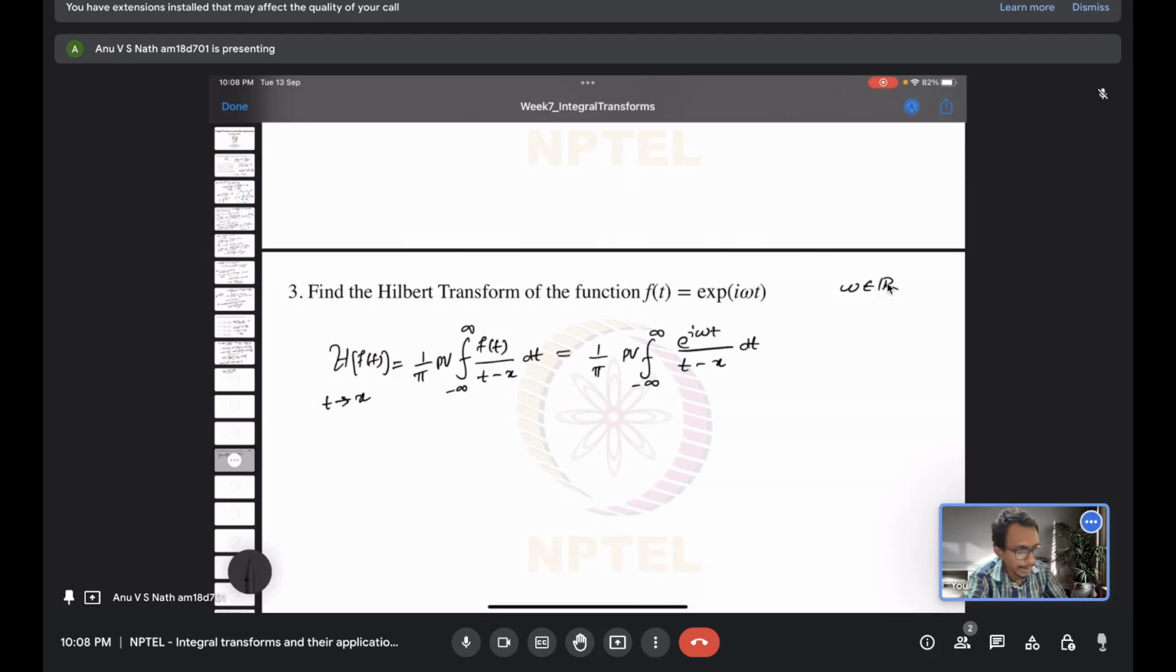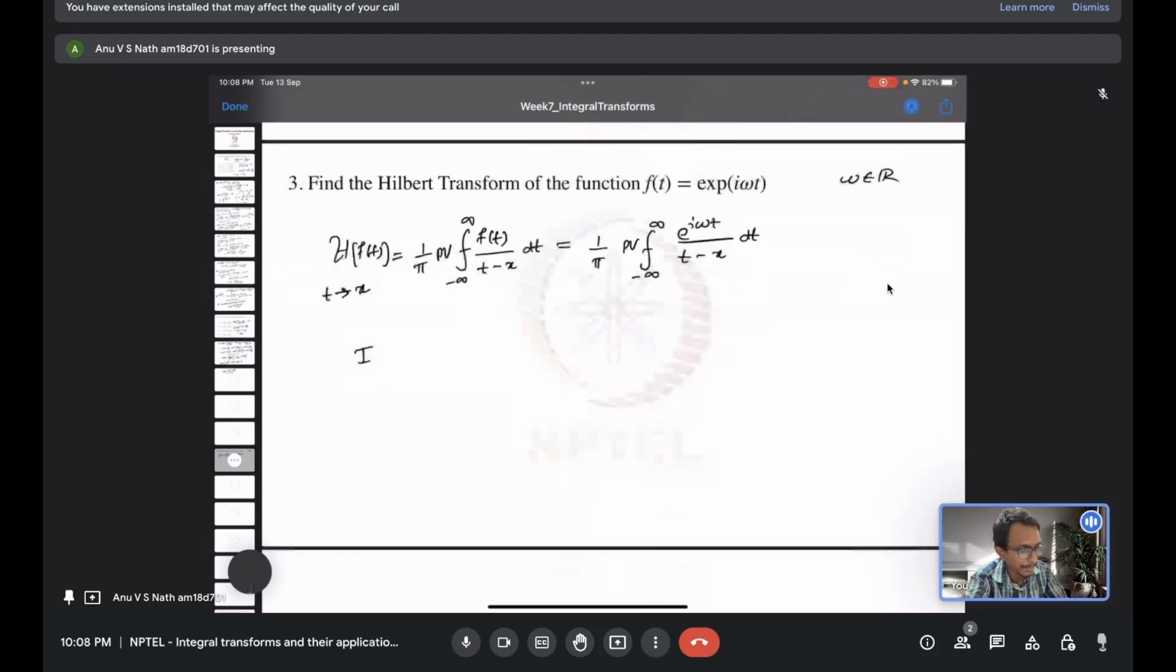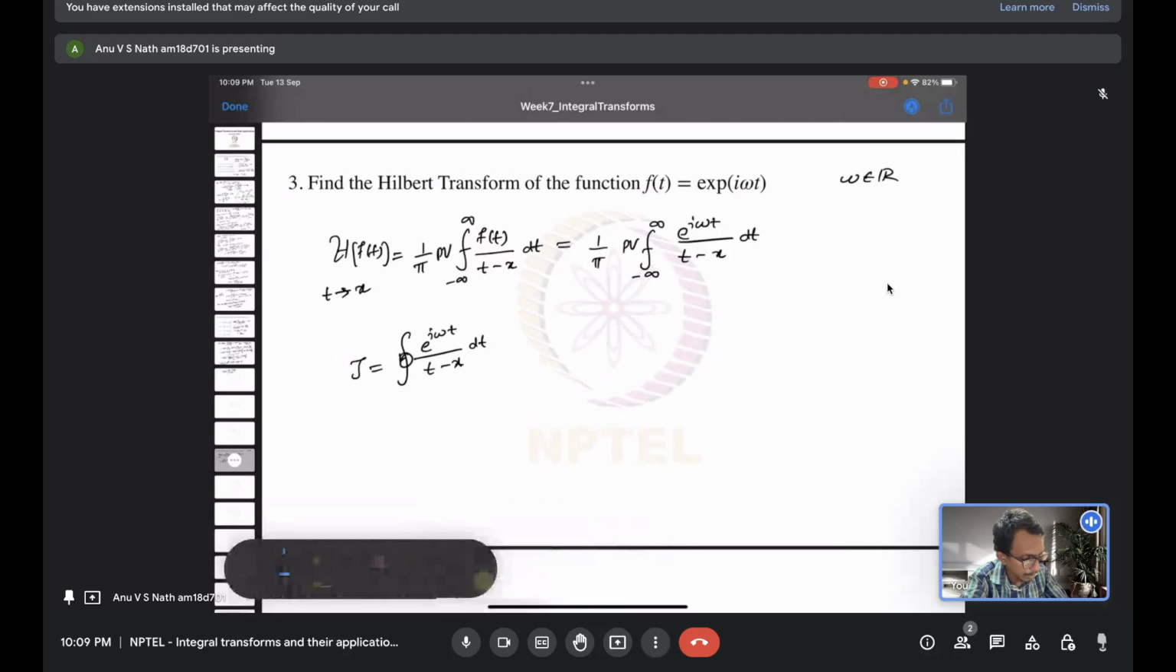So for that, consider this integral. Let's say J itself. J is now the integral of e raised to i omega t divided by t minus x dt, where x is some number. t is actually the integration variable. We are going to expand it to the complex domain. So J is an integral of the same function over a closed contour in the complex plane. Let me draw the contour.